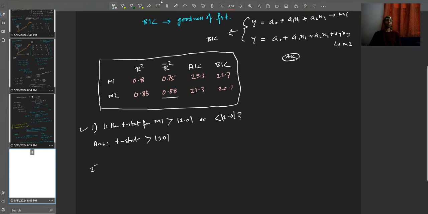Question number 2. Which model would you use for predictive purpose? The answer is, for predictive purpose, we have to see which one has a lesser AIC, or Akaike's information criterion. So among these two, model 2 has a lesser AIC. So the answer is model 2.